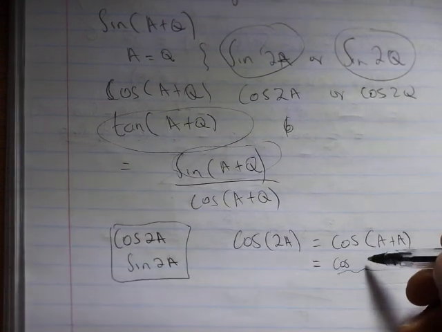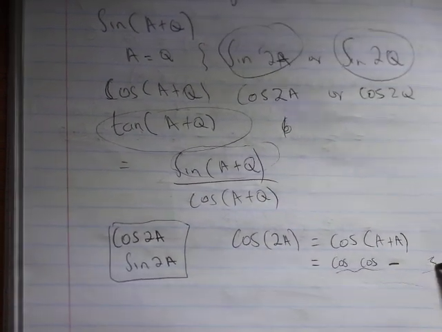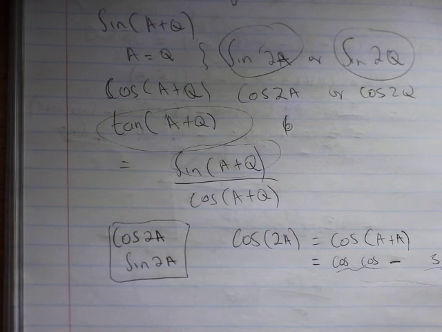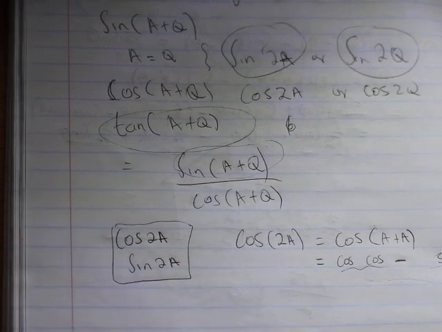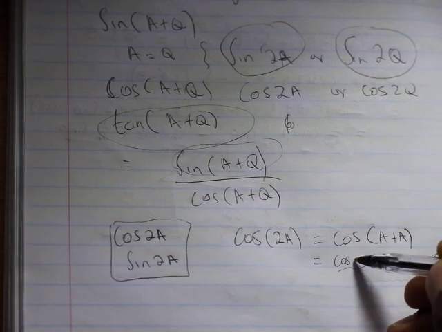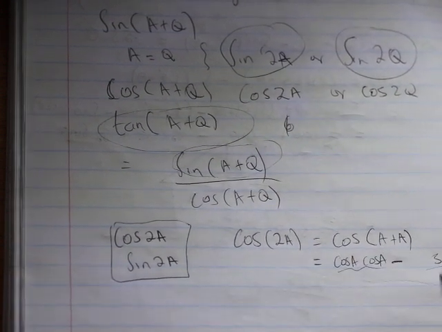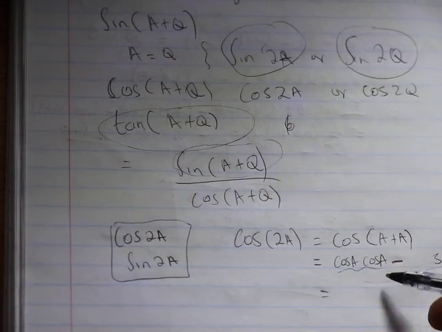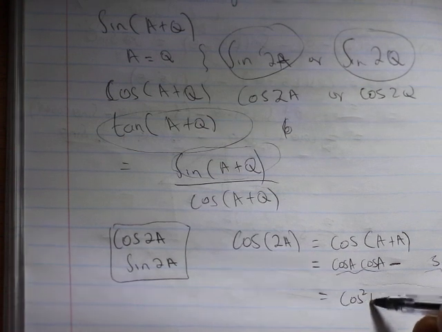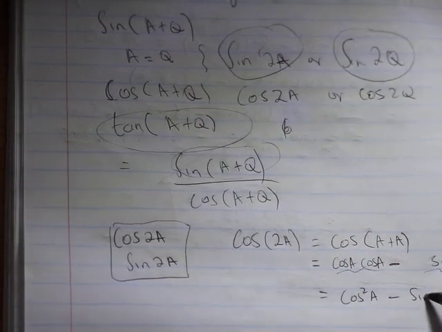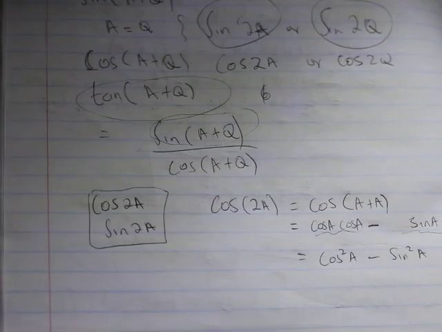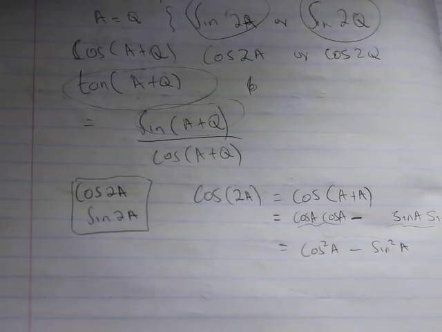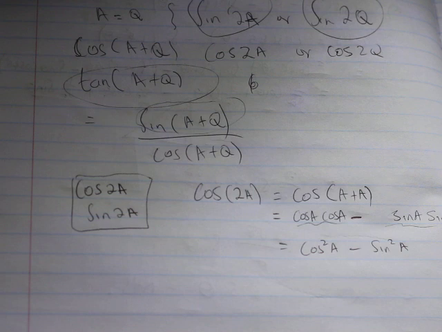So cosine, cosine, sine, sine. So what are the angles that we need to plug in? It's just A throughout. So this becomes cosine A times cosine A minus sine A times sine A. There you have it. Okay, so this is the identity for what? This is the identity for the double angle for cosine.